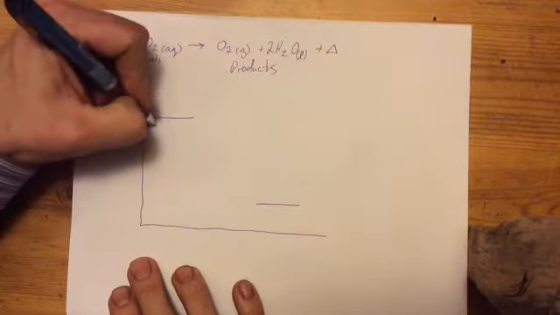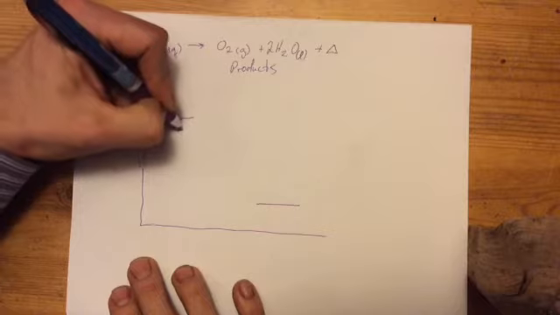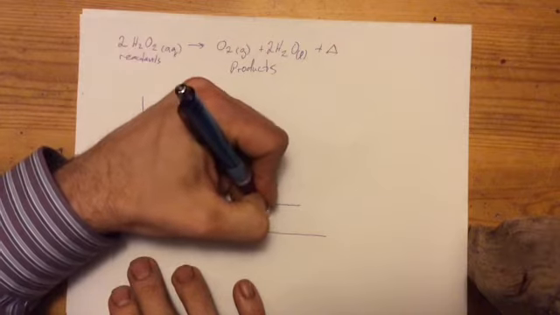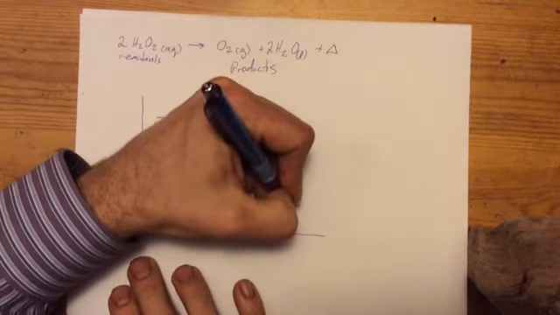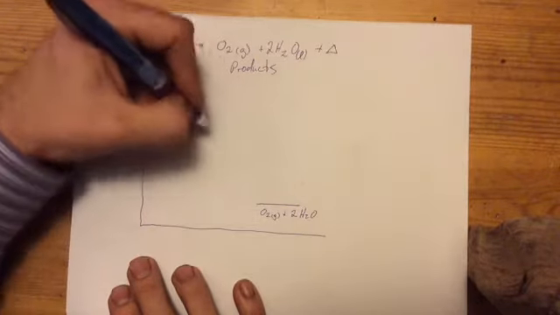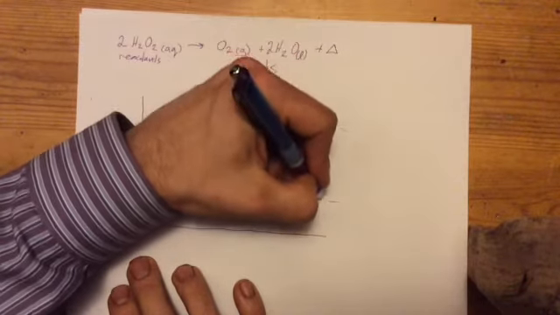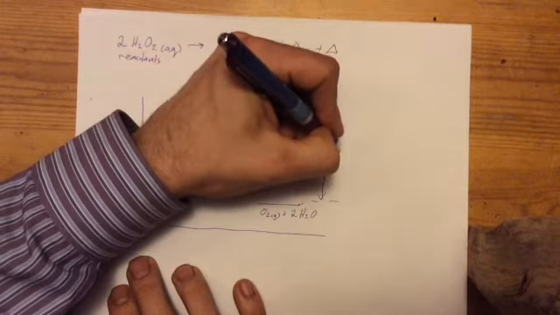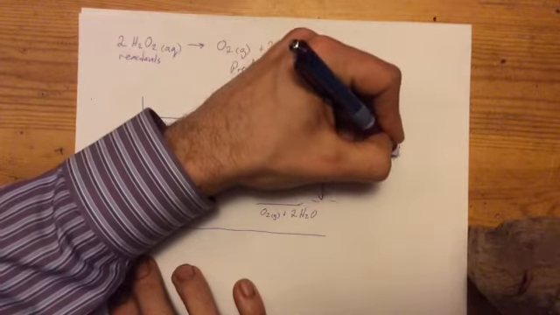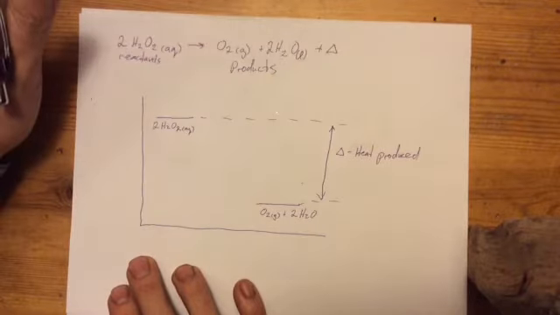Here the reactants are the 2 molecules of hydrogen peroxide in the aqueous form, and the products are oxygen gas and 2 molecules of water. The energy lost is the heat produced in the reaction. And in fact, you see that delta there and that delta there are the same.